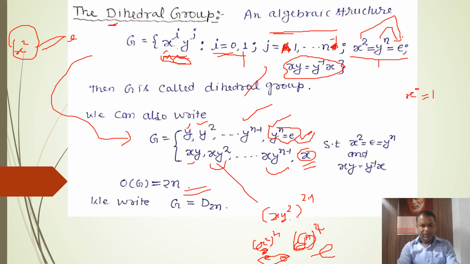So for a dihedral group, the order of this group will be 2n. It means every element of this group will give an identity if you take the power 2n.